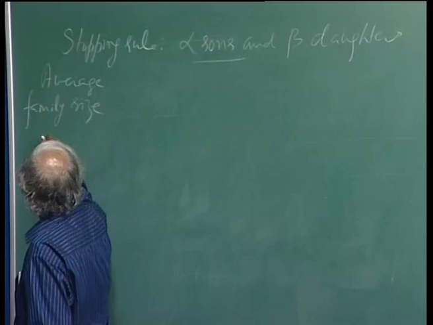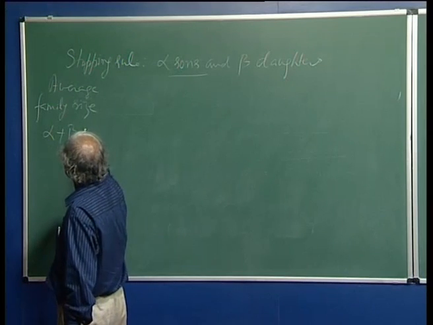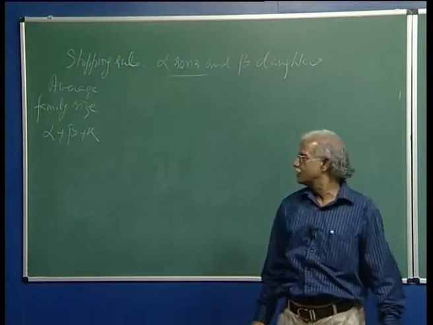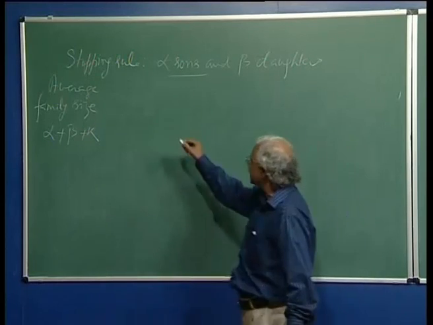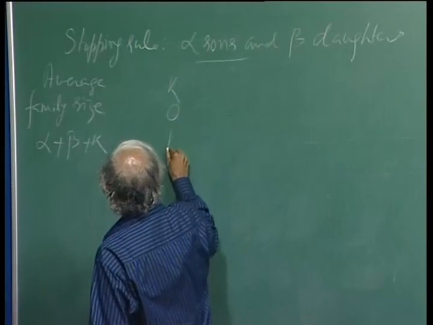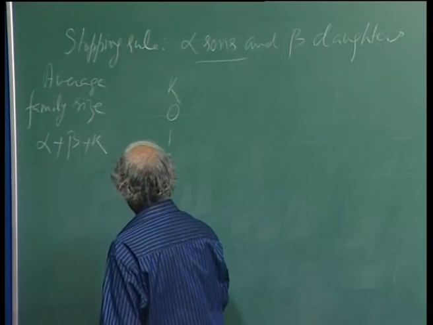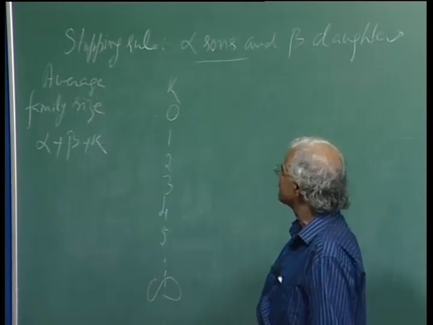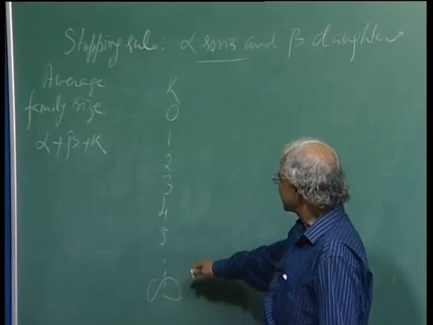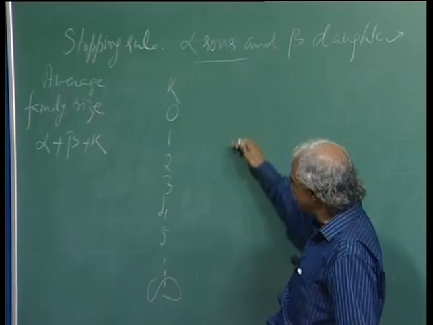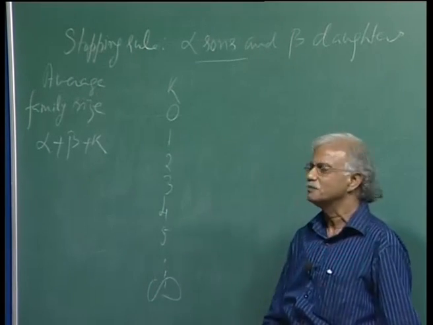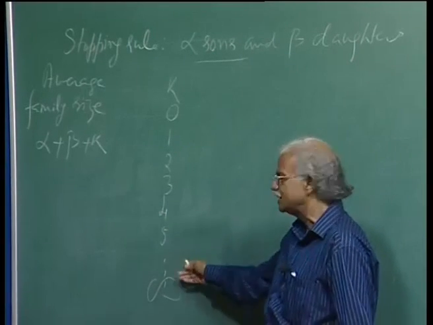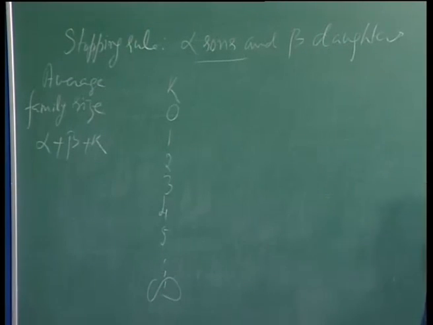Now, it is obvious that under this stopping rule, everybody will produce alpha plus beta plus k children, and k will take values 0, 1, 2, 3, 4, 5. In theory, we can go up to infinity. Nobody can produce an infinite number of children, but in theory, it does not matter actually writing infinity. You will see that as the value of k is increasing, the probabilities are declining at a very fast rate, and beyond a certain number, say 8 or 9, the probability will be almost 0.